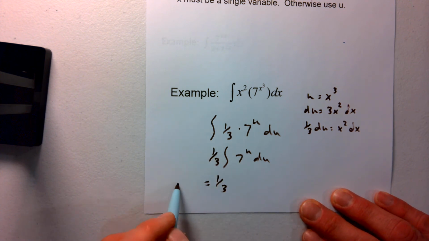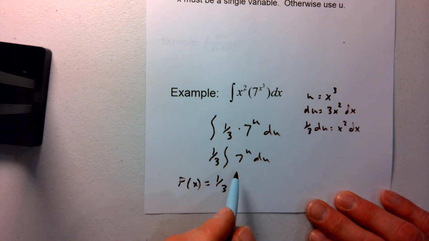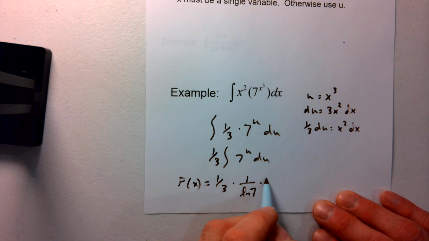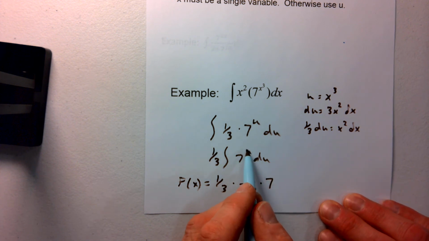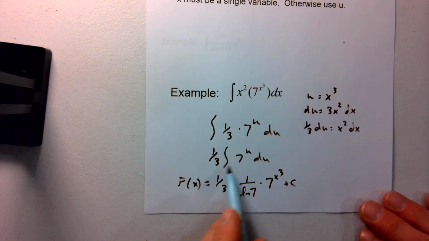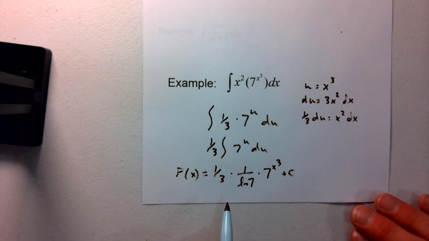So I get, I'm going to write it as f of x because I'm going to replace my u with my x to the third. So I have 1/3 times 1 over the natural log of 7, just the base there, times 7 to the u. And my u in this case is my x to the third plus c. Probably not going to see it written like this because a lot of things multiplied together.